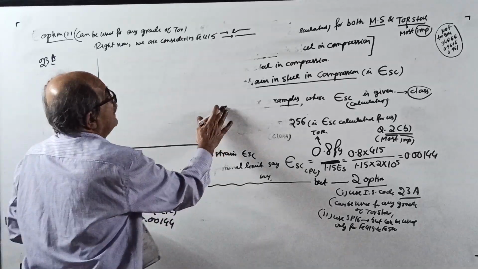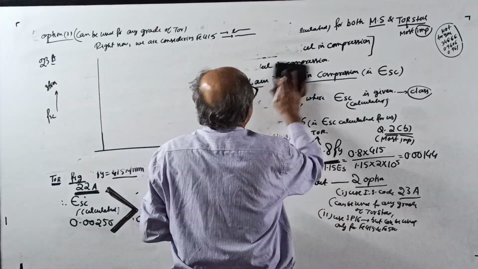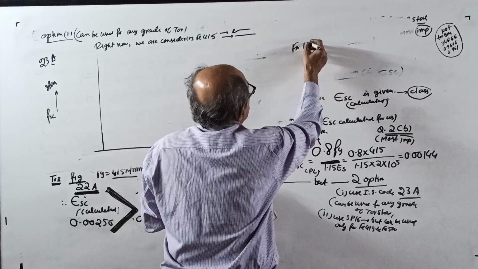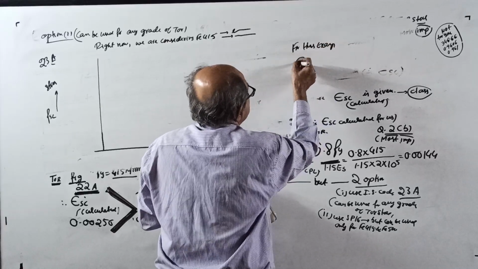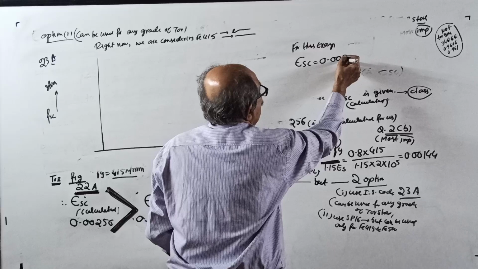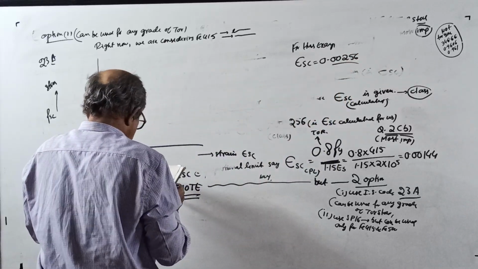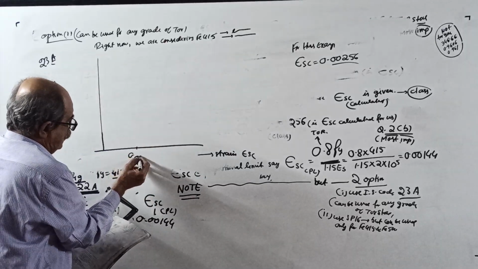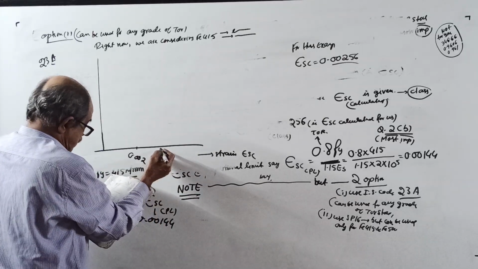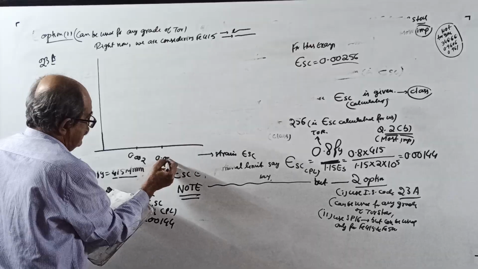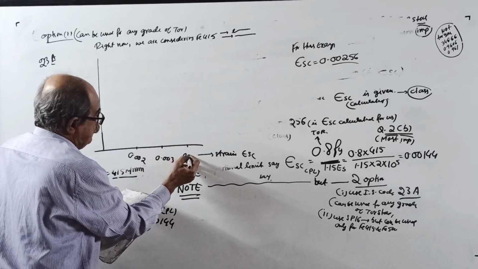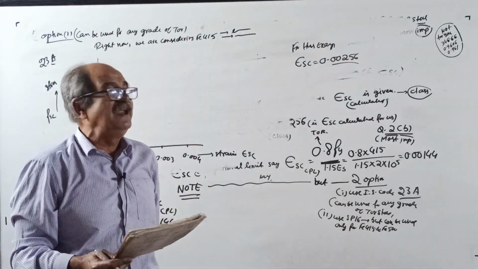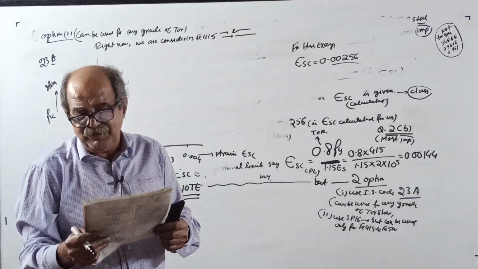Our strain for this example, strain epsilon sc, equal to 0.00256. Somewhere here you can see 0.002. A little further you can see 0.003, and a little further 0.004. Actually 0.004 is useless, because when the extreme fiber is 0.0035, the intermediate cannot come more than 0.0035. Now see what to do.